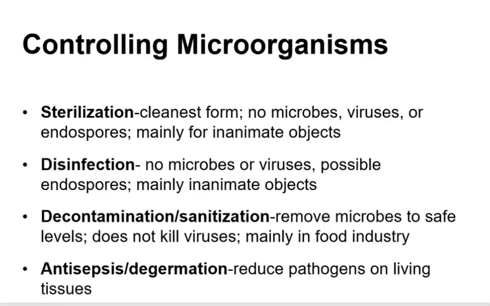And then we have antisepsis and degermination. These are methods that help to reduce the pathogens present on living tissues. This is how we can reduce the microbial load on living tissues without harming the tissues themselves. So that's antisepsis or degermination. Degermination a lot of times refers to just washing your hands with soap and the physical action of rubbing your hands together under the water with the soap, helping to remove the microorganisms.